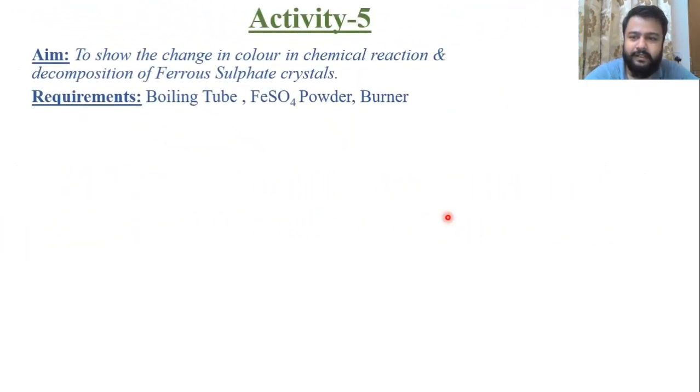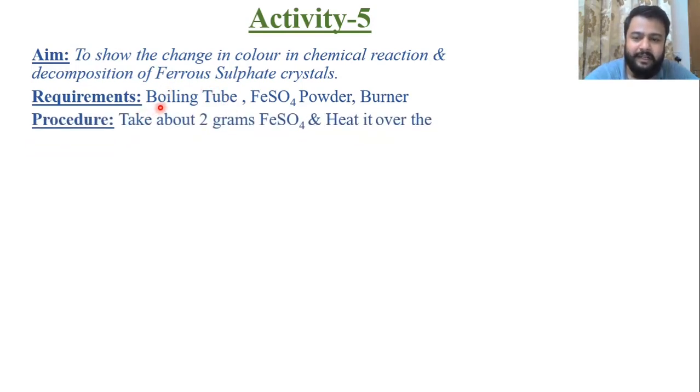So the first activity is to show change in color in a chemical reaction. We all know that whenever there is a chemical reaction, there is a change in the color of a chemical substance or there may be a decomposition. In this we have taken ferrous sulfate crystals and we will study the decomposition of ferrous sulfate crystals. Requirements are a boiling tube, FeSO4 powder and a burner.